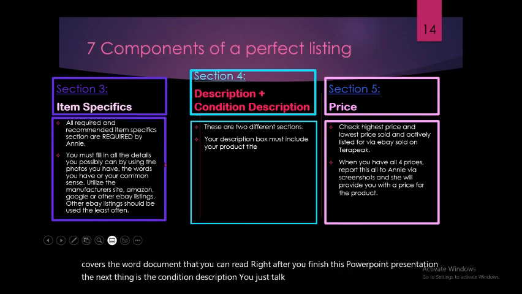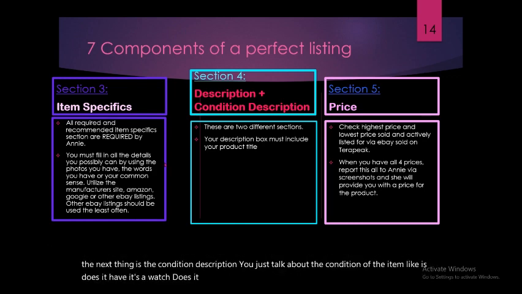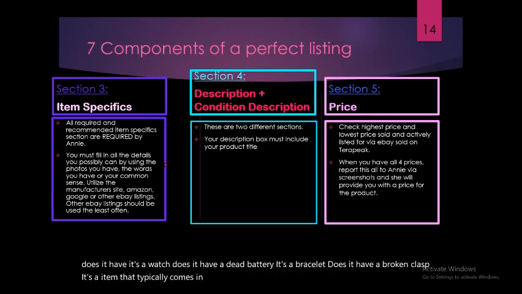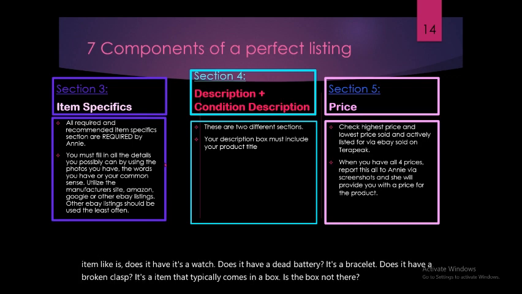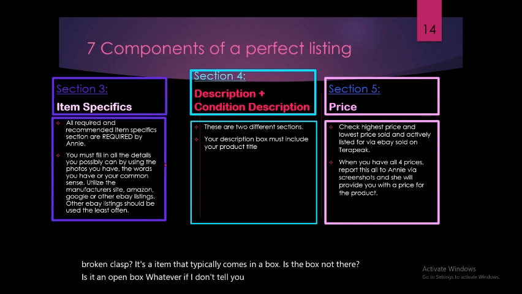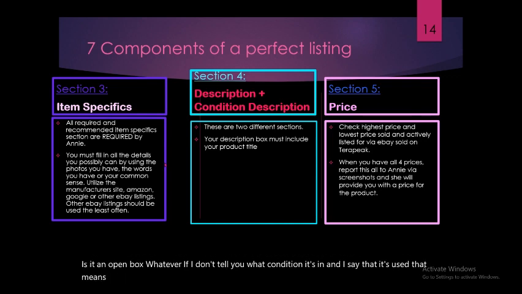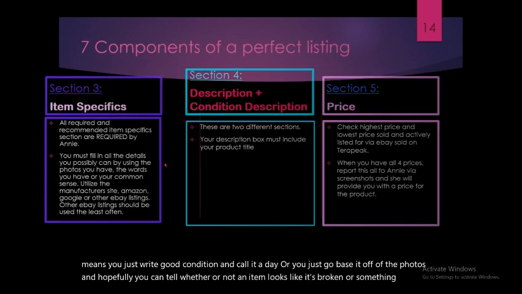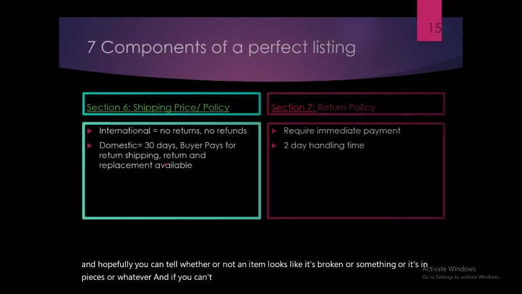You just talk about the condition of the item. Like, it's a watch, does it have a dead battery? It's a bracelet, does it have a broken clasp? It's an item that typically comes in a box, and is the box not there? Is it an open box? Whatever. If I don't tell you what condition it's in and I say that it's used, that means you just write good condition and call it a day, or you just go based off of the photos, and hopefully you can tell whether or not an item looks like it's broken or in pieces or whatever. And if you can't, we'll have to have a separate conversation about that.